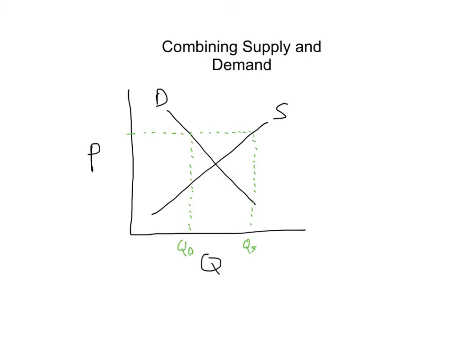Okay, notice that at this price, quantity demanded is here, not very much, and quantity supplied is up here, quite a bit more. The difference between these two things is what we're going to call a surplus.